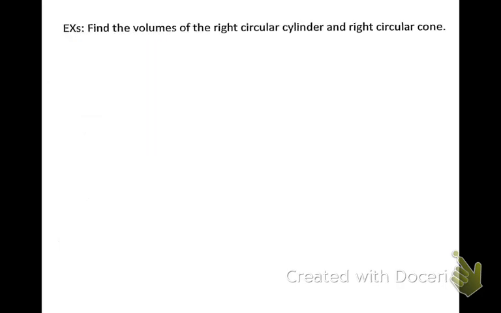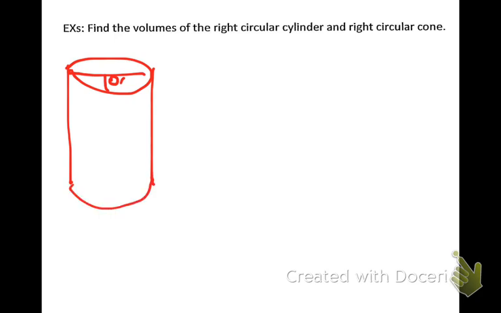Examples. Find the volumes of a right cylinder and a right circular cone. Here are the examples we have. We have a cylinder with a diameter of 10 feet and a height of 12 feet.